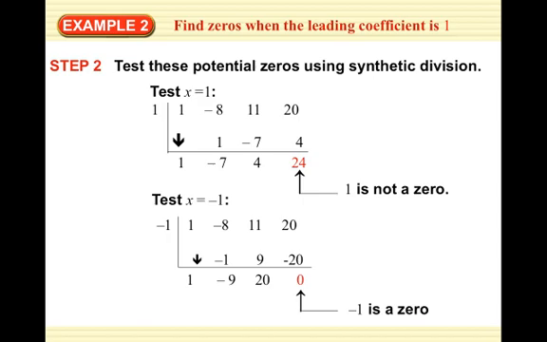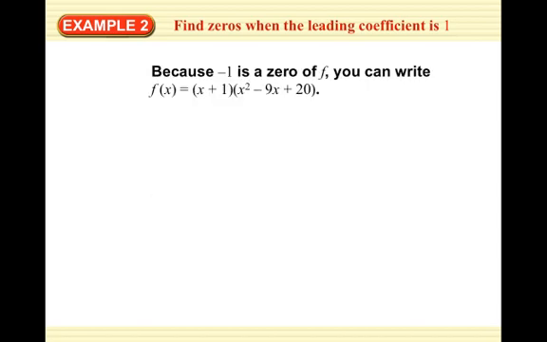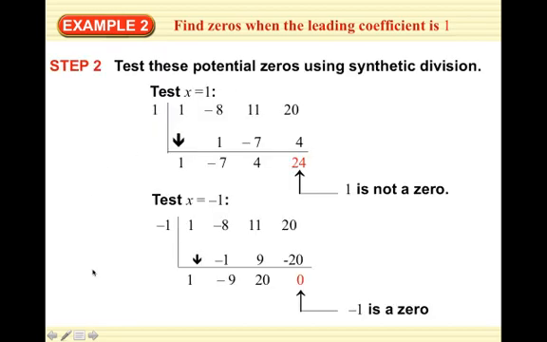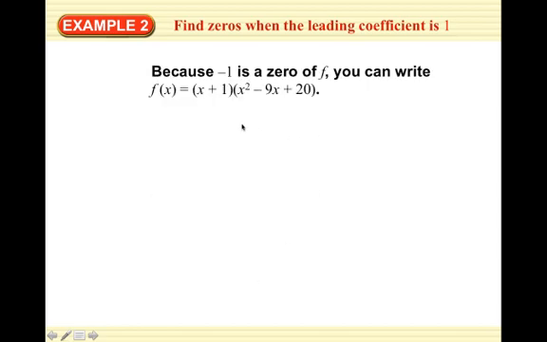If a value generates a 0, then it's considered a zero of the function. Because negative 1 is a zero of f, you can write f of x equals x minus negative 1, so x plus 1, times our quotient. The quotient would have 1 degree less than our original polynomial, so 1x squared minus 9x plus 20. That's what's here. They just let the 1 be understood. Now we've got a quadratic, a nice little trinomial. We can factor that. It's not a perfect square trinomial, but we can use guess and check or the AC method.